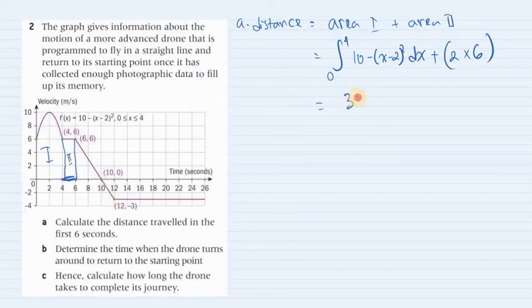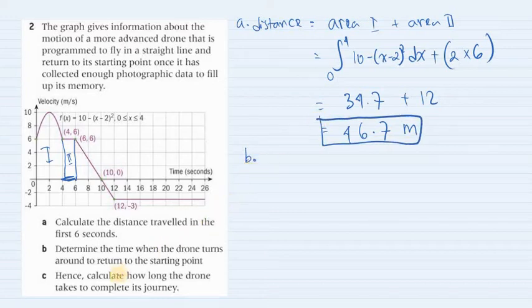So it's 34.7 plus 2 times 6 is 12. So it's equals with 46.7 meter. So that is the distance from the first 6 seconds. Let's go to B. For question B, let's mark this one.